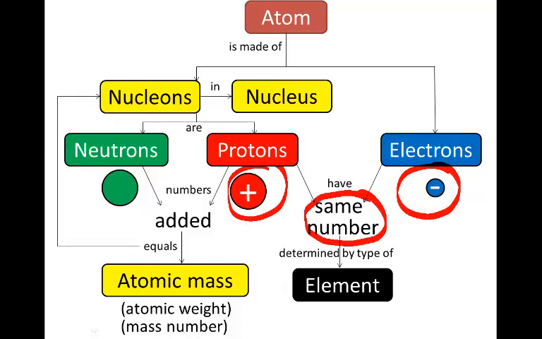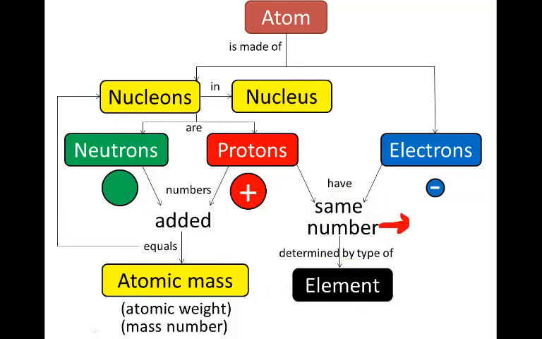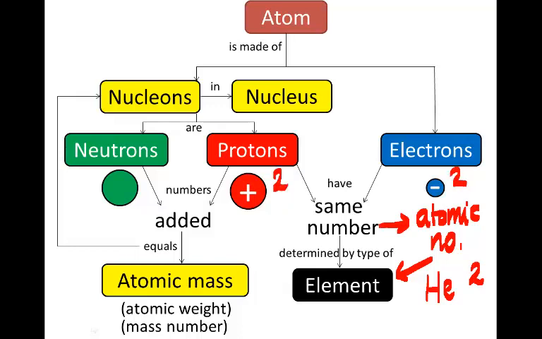And that number determines which element the substance is. And that number is called the atomic number. And the atomic number is unique for each element. So for example, every hydrogen atom has an atomic number of 1, meaning it has 1 proton in its nucleus. And if it's an atom, not an ion, it also has 1 electron. Every helium atom has an atomic number of 2, meaning it has 2 protons and it has 2 electrons.